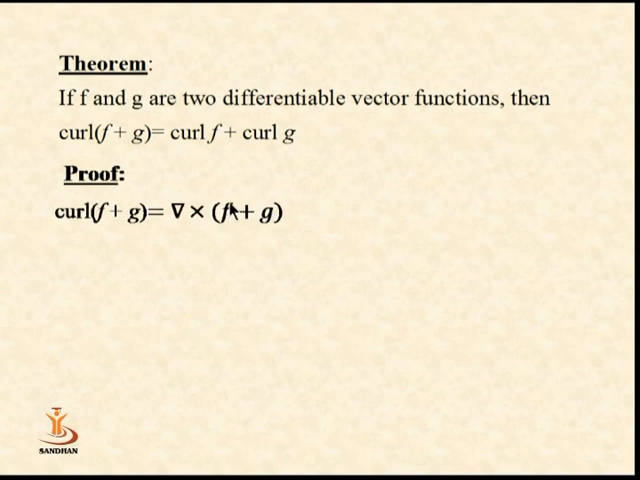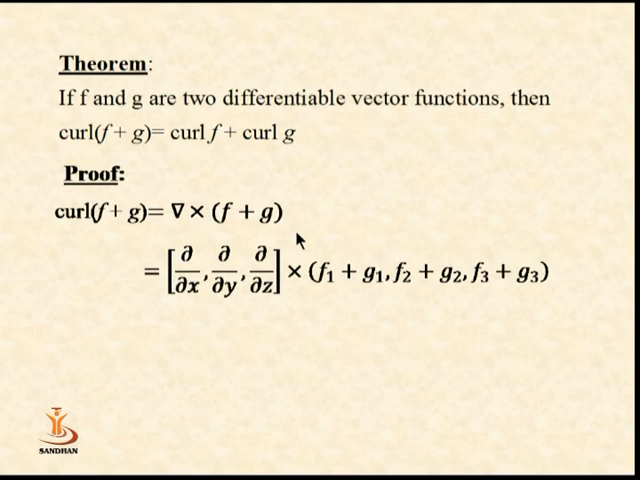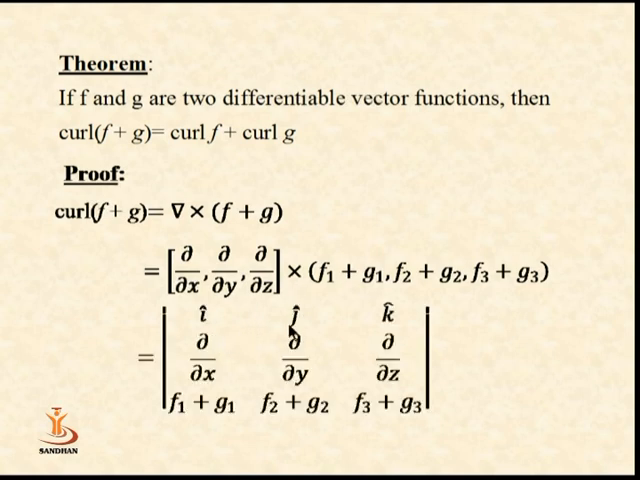Again the function f is equal to f1, f2, f3 and g is equal to g1, g2 and g3. Thus when we do f plus g, we get f1 plus g1, comma f2 plus g2, comma f3 plus g3. By the definition of del and the addition of f and g, we now do the cross product. The cross product we define as a determinant: i, j, k, del by del x, del by del y, del by del z, f1 plus g1, f2 plus g2 and f3 plus g3.